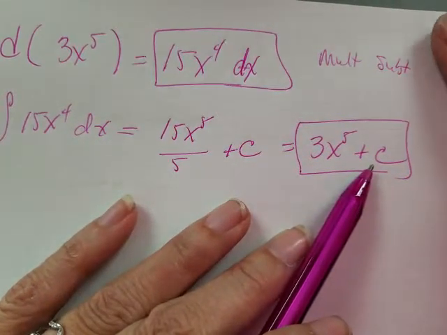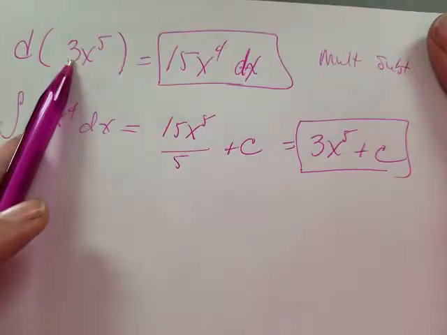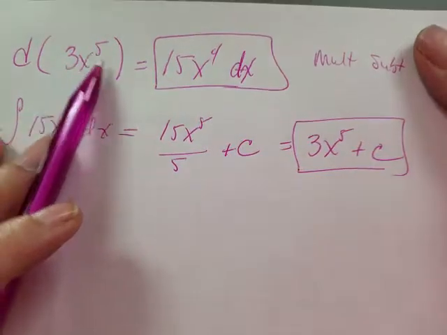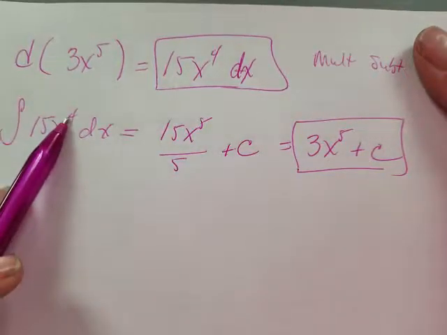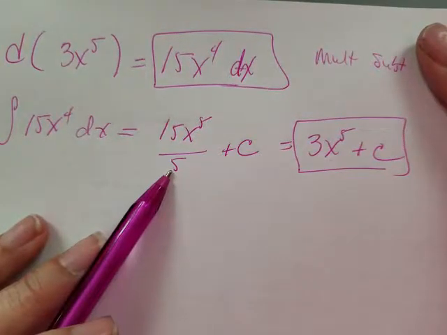So again, for your basic rules, for taking a derivative, you will multiply those and then subtract 1. But when we're integrating, we're going to add first and then divide by that new exponent. And that's going to be your basic rule.